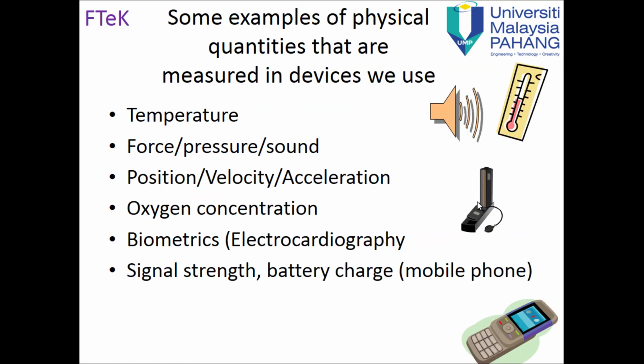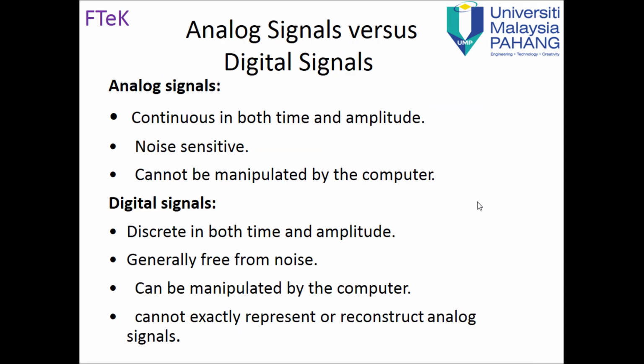There are many types of physical quantities that we can measure around us. For example, the temperature, the force, the pressure, the sound, the position, the velocity, the acceleration, the oxygen concentration, biometrics, signal strength, battery charge. All of these are physical values which vary with time. They are continuously varying, and we need to use a sensor to measure this value, and the input will be this value and the output will be voltage.